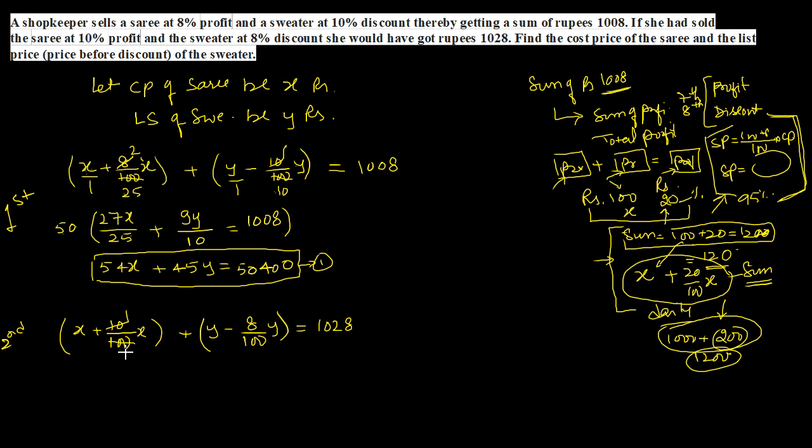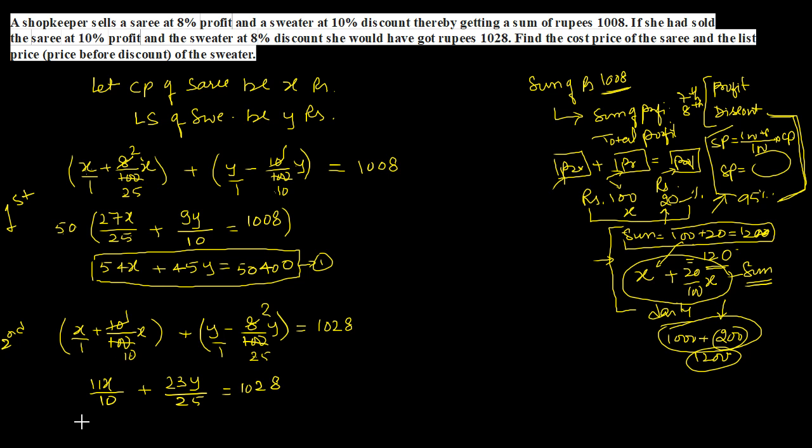1 10s are 4 2s are 425. So what happens? If I take 10 as LCM, 10x plus 1x, which is 11x, divided by 10, plus, taking 25 as my LCM, 25 minus 2y, which is going to be 23y, divided by 25, equals 1028.